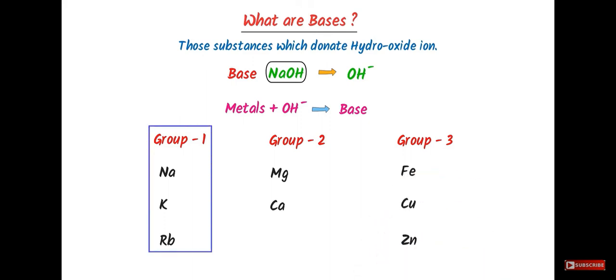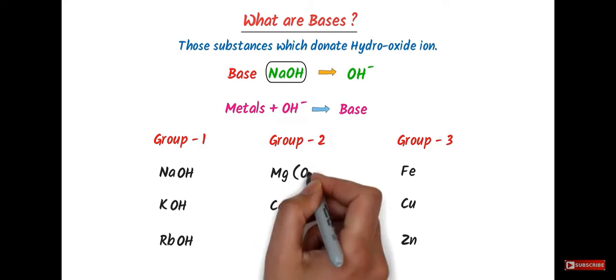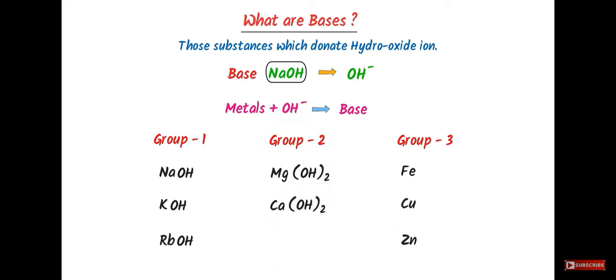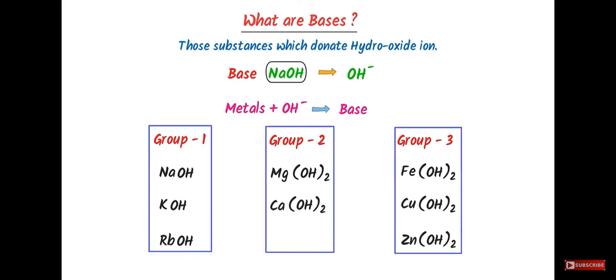Now with group 1 elements, I write one hydroxide ion like sodium hydroxide, potassium hydroxide, rubidium hydroxide. With group 2 elements, I write 2 hydroxide ions like magnesium hydroxide, calcium hydroxide, and with group 3 elements, I also write hydroxide ions like iron hydroxide, copper hydroxide, zinc hydroxide. So all these metals containing hydroxide ions form important bases. Thus this is the list of all important bases.